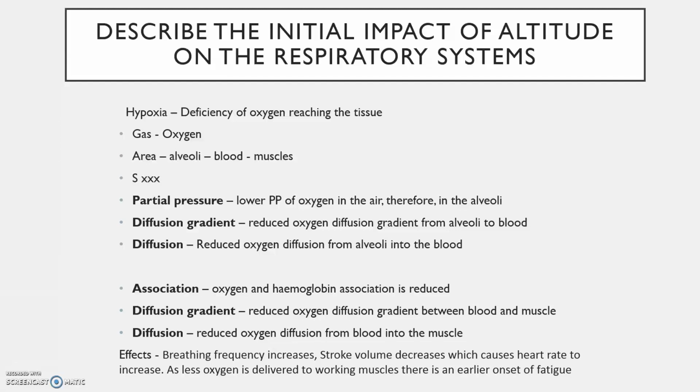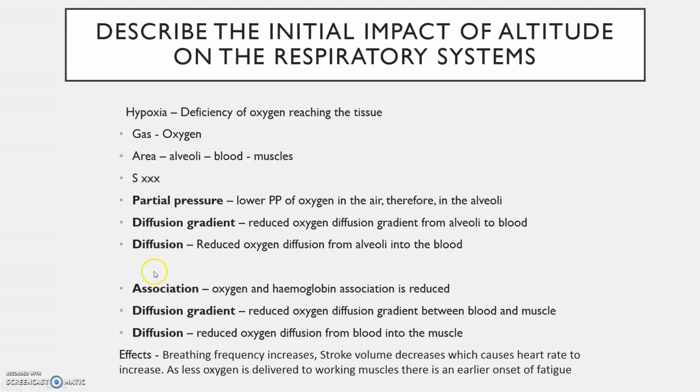Diffusion gradient: we have a reduced oxygen diffusion gradient from the alveoli to the blood. Diffusion: reduced oxygen diffusion from the alveoli into the blood. Association: oxygen and hemoglobin association is reduced. What I said to you in lesson, if you remember, is you associate yourself with something, like your mates. Oxygen associates itself with hemoglobin really easily. Remember, hemoglobin carries oxygen within red blood cells, then it goes to the muscle and it's fine. Well, at altitude, this association between oxygen and hemoglobin is reduced, so not that much oxygen actually attaches to hemoglobin.